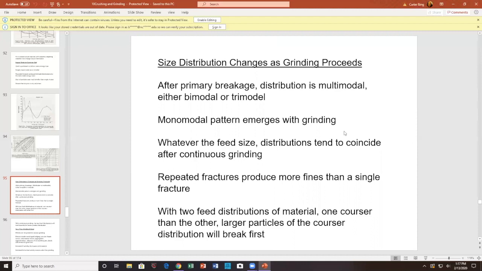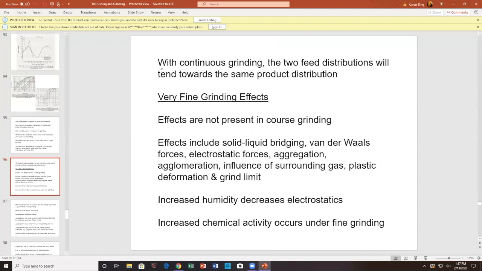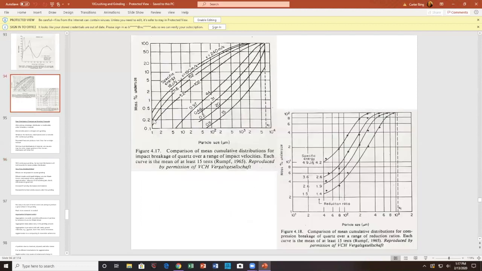Repeated fractures produce more fines than a single fracture. With two feed distributions, one coarser than the other, the larger particles of the coarser distribution will break first. That's interesting. With continuous grinding, the two feed distributions will tend towards the same product distribution. In other words, at very high energy levels, these distributions will start to merge.